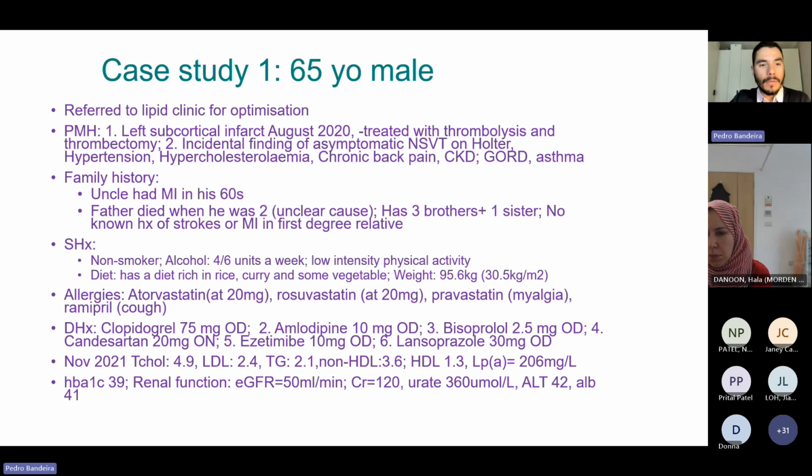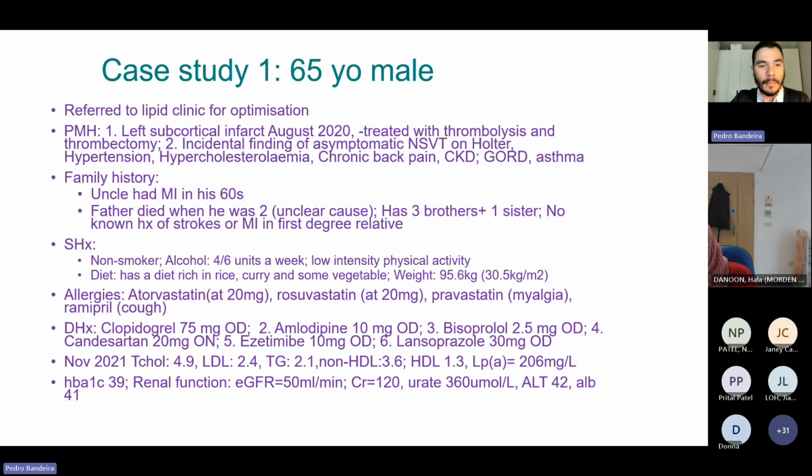So he's a non-smoker and drinks minimal alcohol per week. He's obese and has a history of multiple statin intolerance, including atorvastatin, rosuvastatin, and pravastatin, which all cause myalgia. And this patient was seen in our clinic many times.